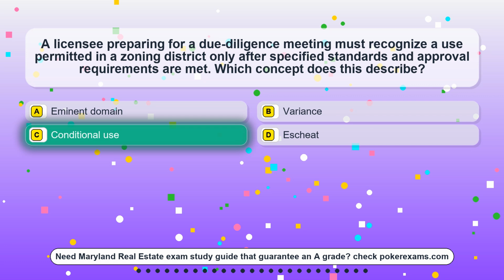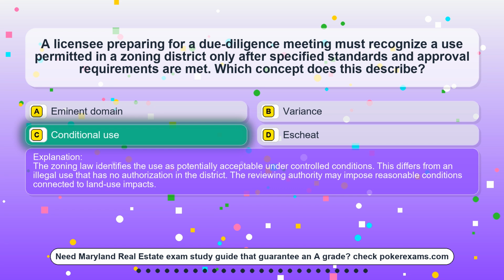The correct answer is option C. Conditional use. The zoning law identifies the use as potentially acceptable under controlled conditions. This differs from an illegal use that has no authorization in the district. The reviewing authority may impose reasonable conditions connected to land-use impacts.